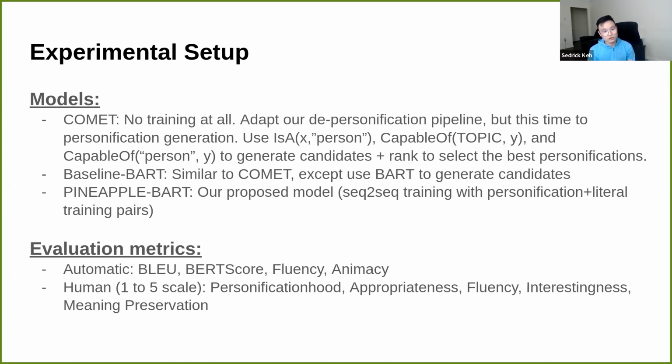Now for evaluation, we use both automatic and human evaluations. For automatic, we use BLEU, BERTScore, fluency, and animacy. I'll go through these in the next few slides. And for the human, we use personification, appropriateness, fluency, interestingness, and meaning preservation.